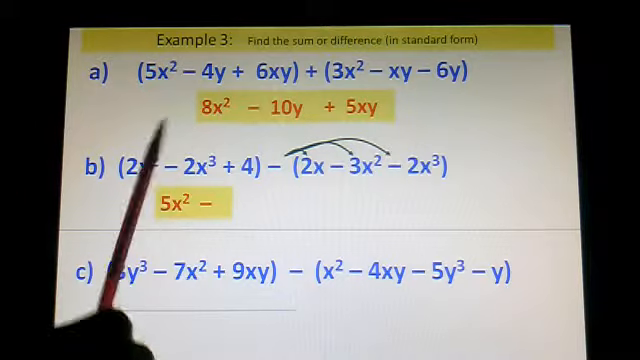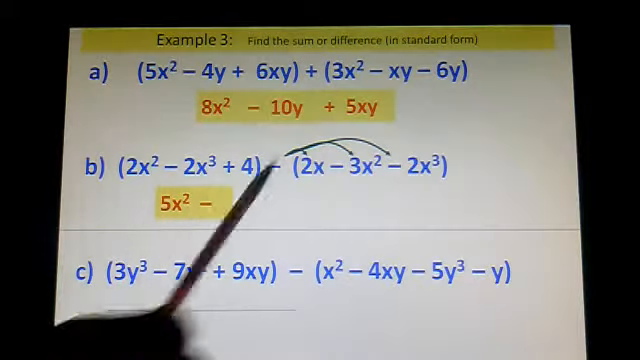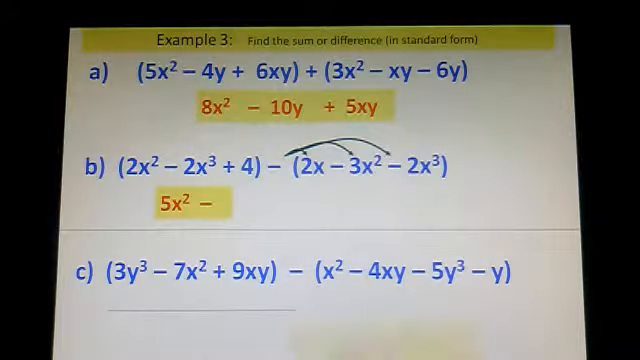And then, let's see, I got my x squareds, got my x cubes. The 4 combines with nothing. And the 2x combines with nothing. So I'll just attach the negative 2x here, and then attach the positive 4 at the end of that. So sometimes terms will cancel out as well.